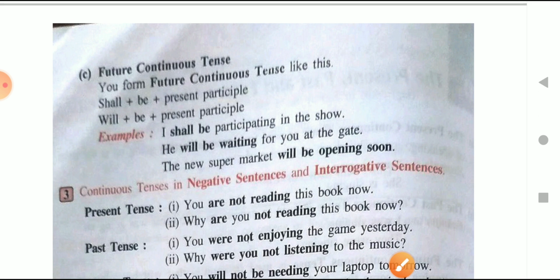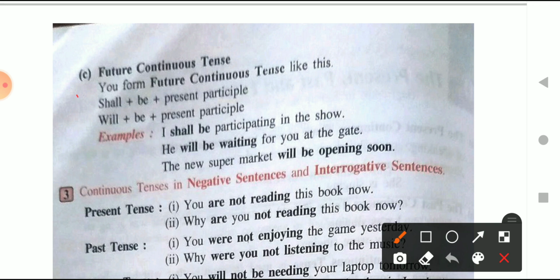Now children, see the future continuous tense. How do we form future continuous tense? For future continuous tense, we simply use shall. With shall we use be and then the present participle, that means verb plus ing. So shall, be, and then the present participle. Let's see an example.